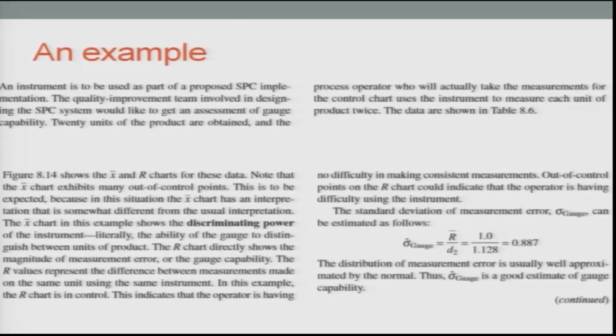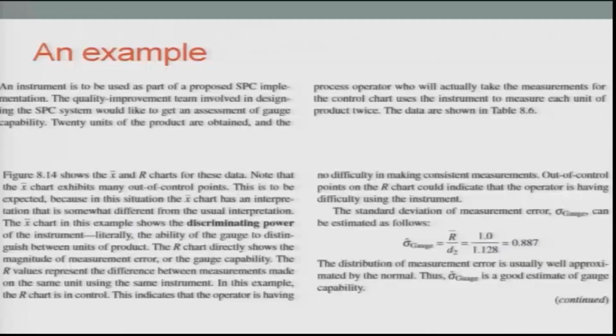The R values, the range values, represent the difference between the measurements made on the same unit using the same instrument. In this example, the R chart should be in control, because the range values do not have that amount of variability. The average value can change, but the range variability is within limits. This indicates that the process operator, who takes the measurements for the control charts, uses the instrument to measure each unit of the product twice. That information is given in table 8.6 of Montgomery.